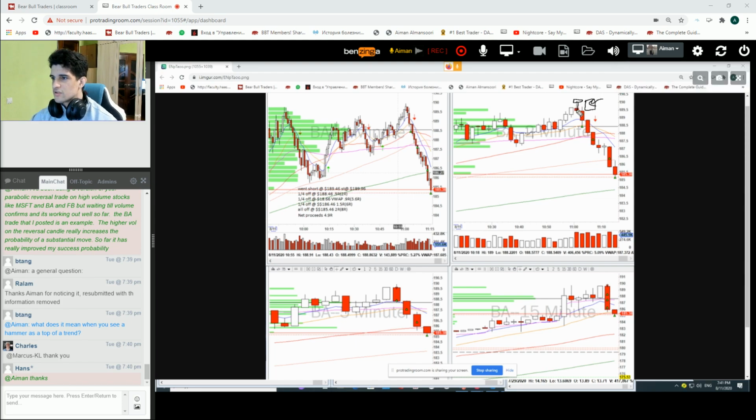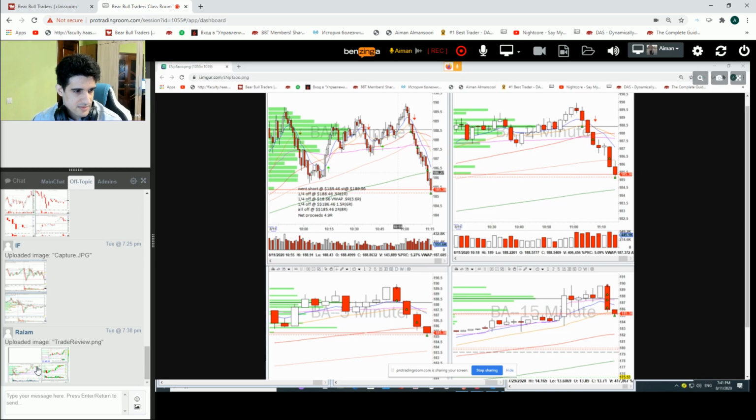But I personally don't love taking those because, at least in my statistics, they make a new high. And I prefer taking these type of reversals only if it makes a shooting star after this hanging man. But still, if you take it to the short side after that hammer, it's not bad because it is a reversal candle. It just doesn't work well for me.